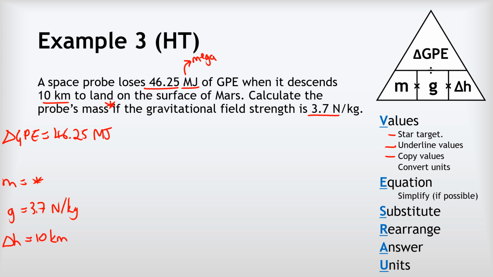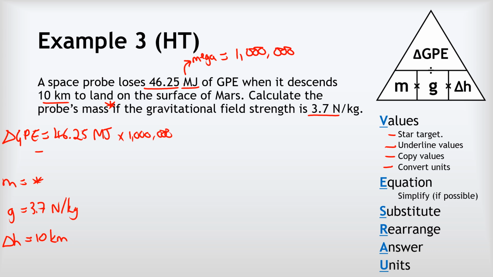Let's move on to the unit converting step. Now, there are actually 2 units to convert here. Now, I've given you these funny units, megajoules for GPE, because although it doesn't come up very often in the exams, you are expected actually to know what megajoules means. Now, mega refers to a million of something. So kilo means 1,000 of something, mega means a million. So this is 46.25 million joules. So to do the conversion, we're going to multiply by a million. 1 times 10 to the 6.